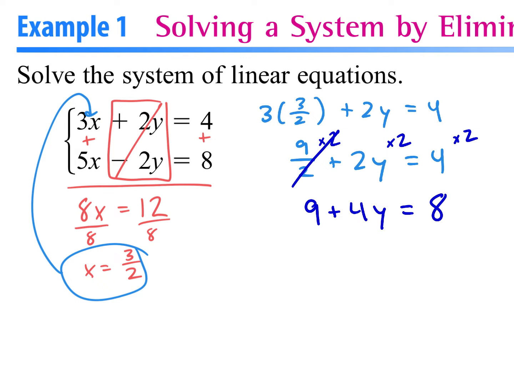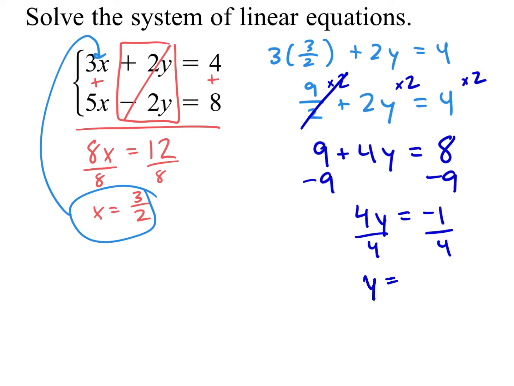What should I do next? Subtract 9. So we're just solving for y now. 4y is equal to negative 1, and then divide by 4. So y is equal to negative 1 over 4. And then just like yesterday, we have to write our answer as a coordinate pair. So this will be 3 over 2, negative 1 over 4.